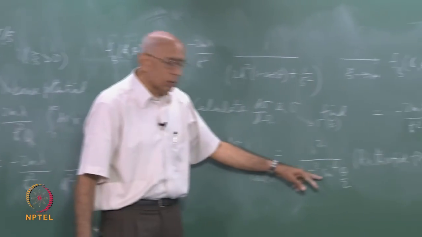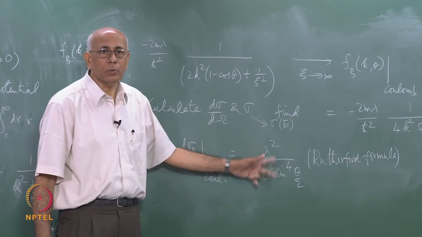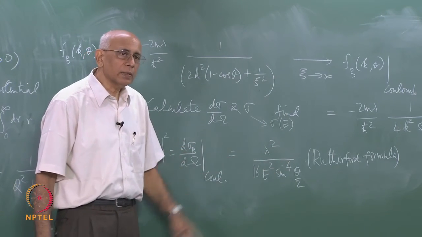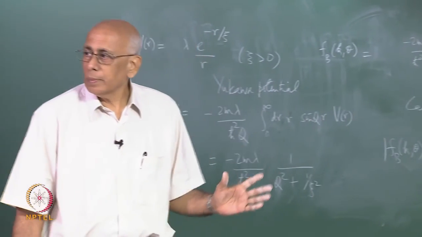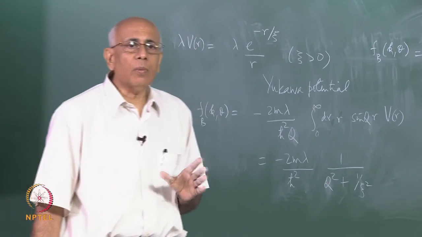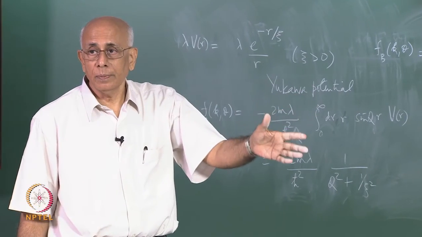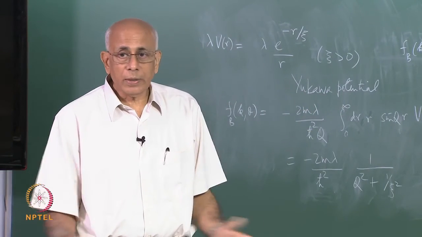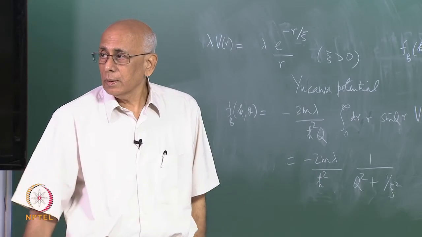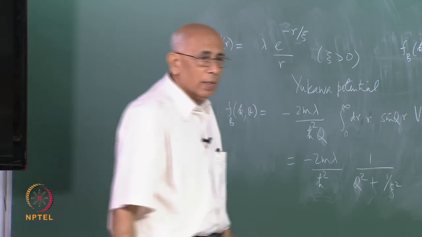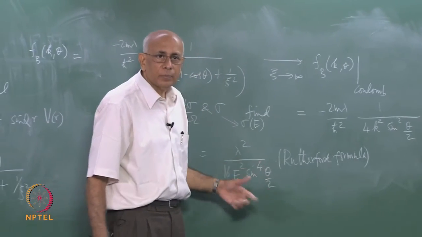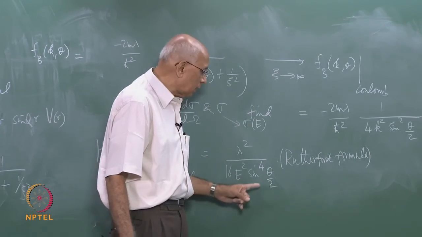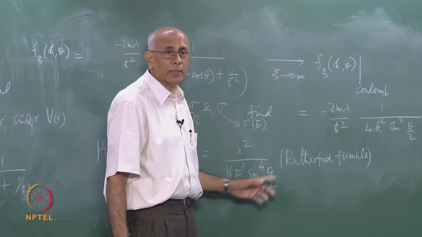There is this famous cosecant to the 4 theta over 2 sitting here. What does it do as theta goes to 0? It blows up, right. This means the forward scattering amplitude is blowing up, and of course the total cross section will blow up, because you integrate this, it is not an integrable singularity, that also blows up.